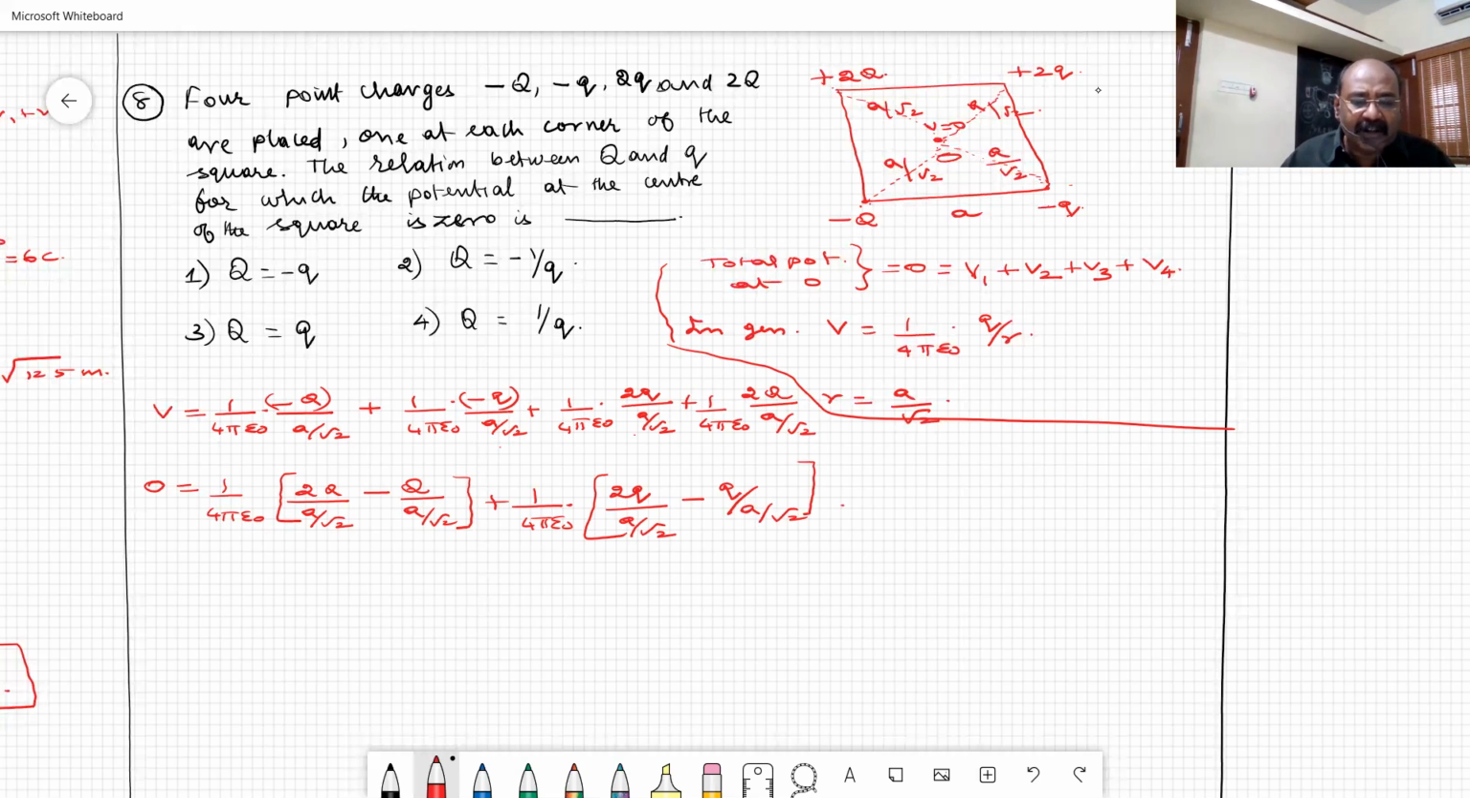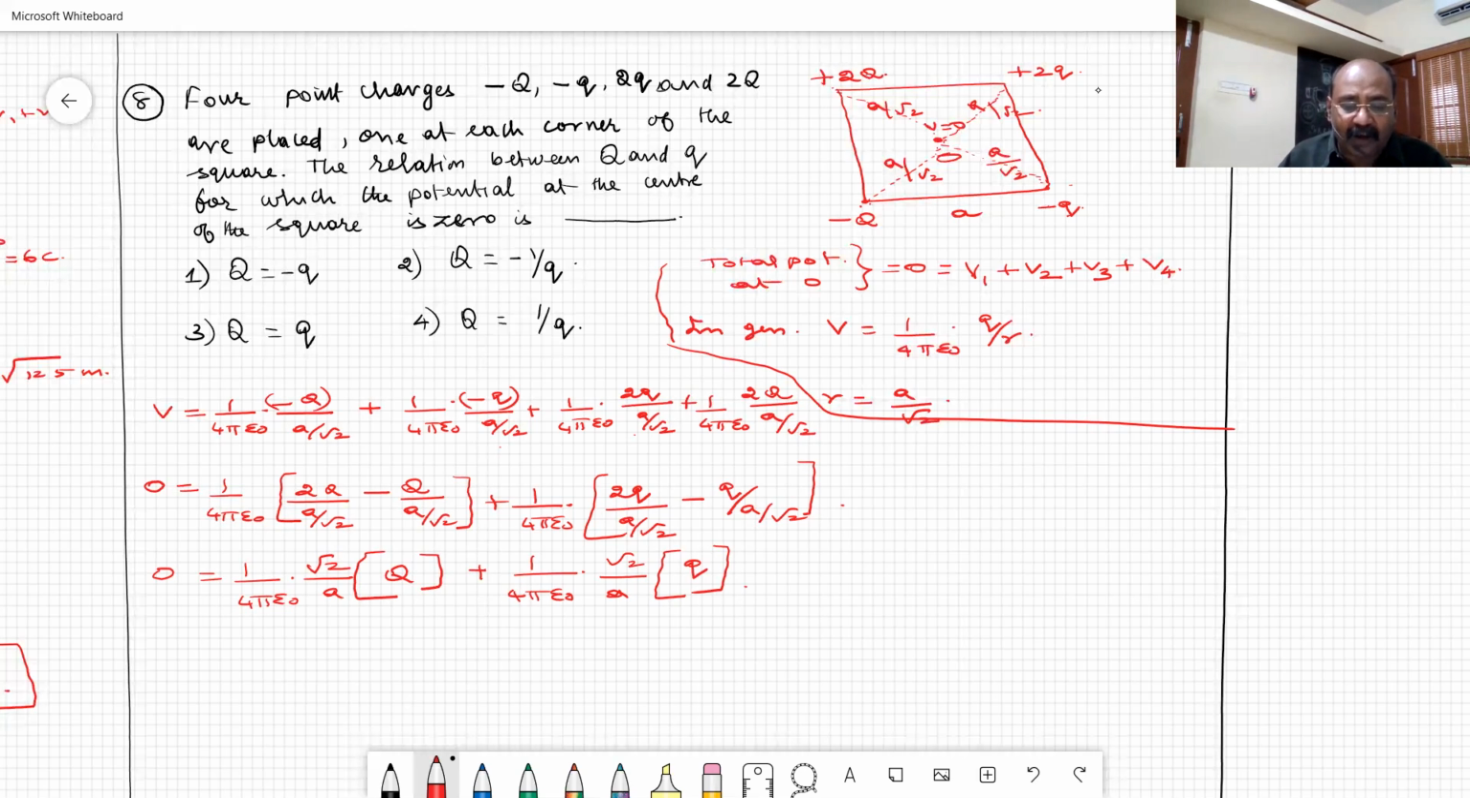Now on simplification, I get 0 equal to 1 divided by 4 pi epsilon 0. This A by root 2 can also be taken out, which can be written as root 2 divided by A. Then I get 2Q minus Q, so I will get it as Q. Plus here also 1 divided by 4 pi epsilon 0 into root 2 by A into 2q minus q. Again, I will get it as q. Isn't it?